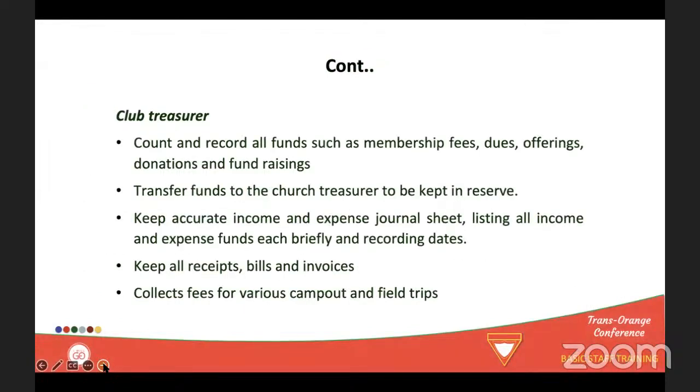Duties of a club treasurer. A club treasurer counts and records all funds such as membership fees, dues, offerings, donations, and fundraisings. Transfer funds to the church treasurer to be kept in reserve.